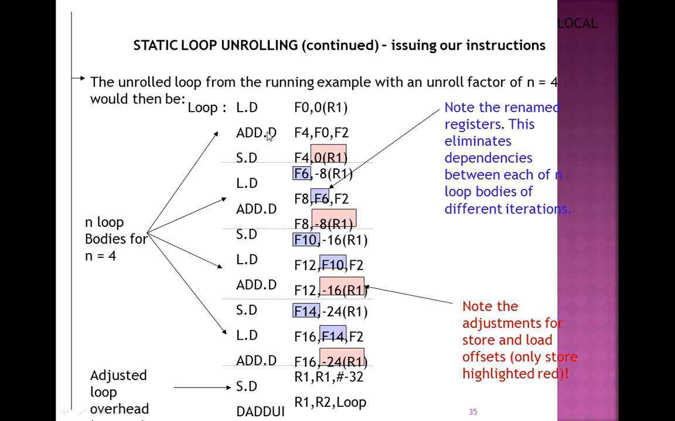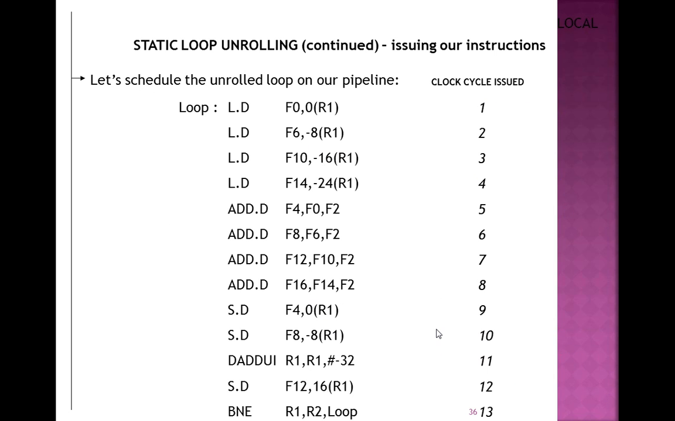This is LD, ADD, SD, and so on. This is the adjusted loop overhead, that is SD and DADD. Note that these are the renamed registers. This eliminates dependency between the loop bodies of different iterations. Note the adjustment for the store and the load offsets, only the store highlighted.